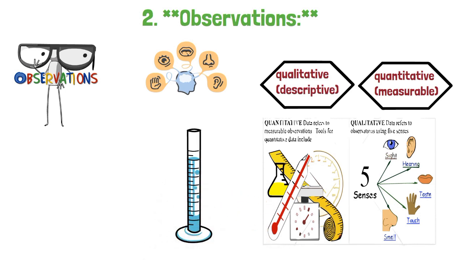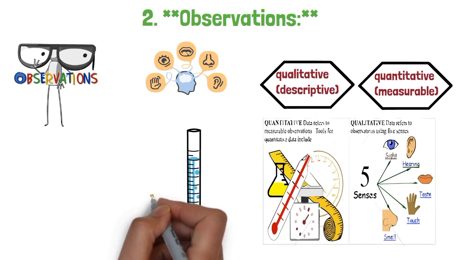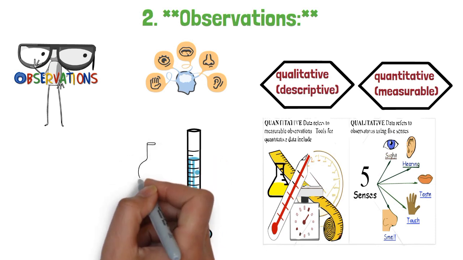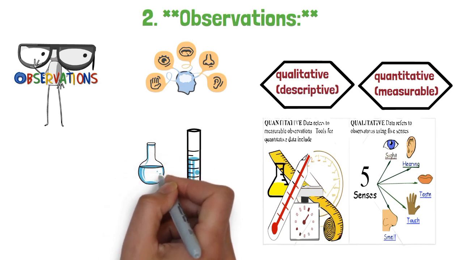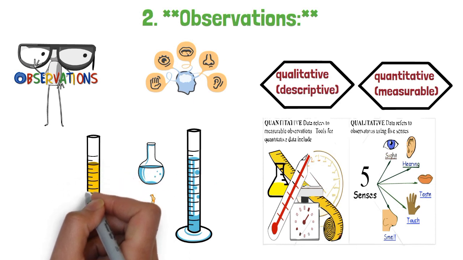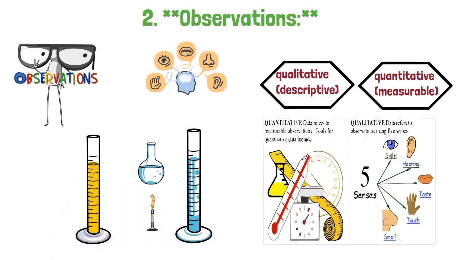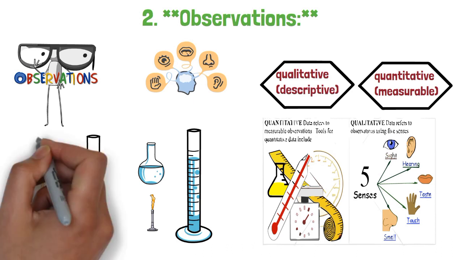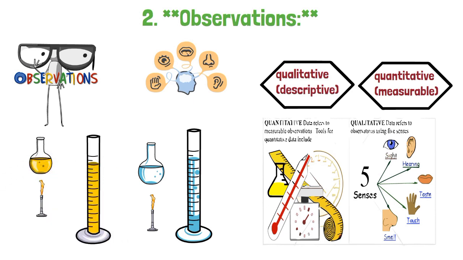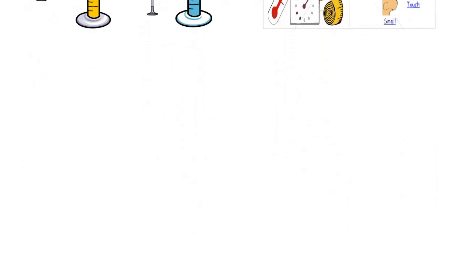Qualitative observations examples: The freezing point of water is colder than the boiling point, or a liter of water is heavier than a liter of ethanol. Quantitative observations examples: The freezing point of water is 0 degrees Celsius, and the boiling point is 100 degrees Celsius, or a liter of water weighs 1,000 grams, and a liter of ethanol weighs 789 grams.